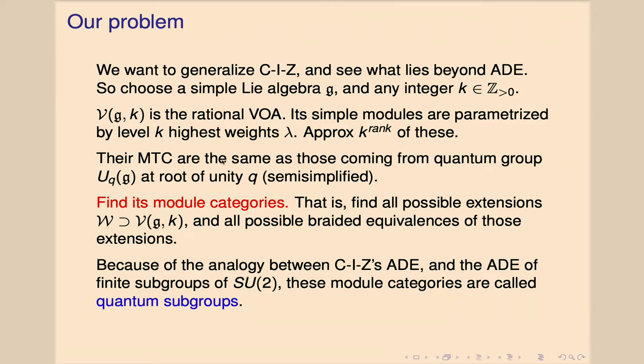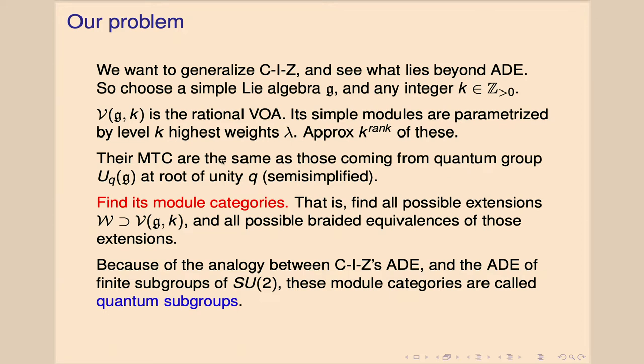And so my notation for this VOA, this is the rational VOA, the very nice VOA associated to your simple Lie algebra G and your positive integer level K. And so simple modules are parameterized by highest weights. There's some polynomial in K of degree the rank of G.